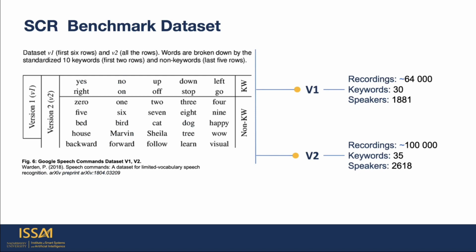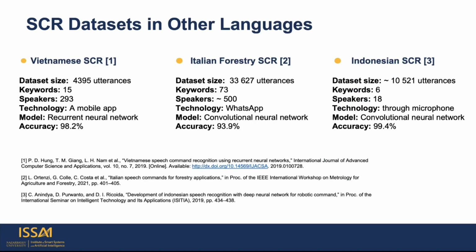Version 1 contains over 64,000 recordings collected from 1881 speakers of distinct keywords, while version 2 expands the dataset to over 100,000 recordings from 2,618 speakers and 35 keywords, also introducing more variations in background noise. This diverse sample of human speech commands has made the Google Speech Command Dataset a frequently used benchmark for evaluating SCR performance. The advancement of SCR in languages other than English has been hindered by a lack of comprehensive datasets.